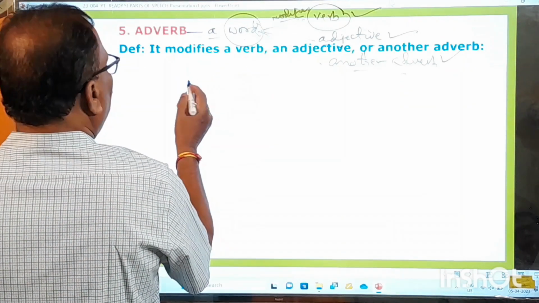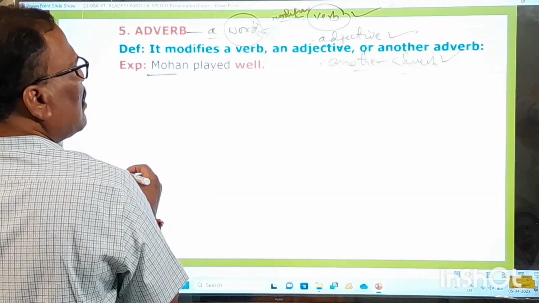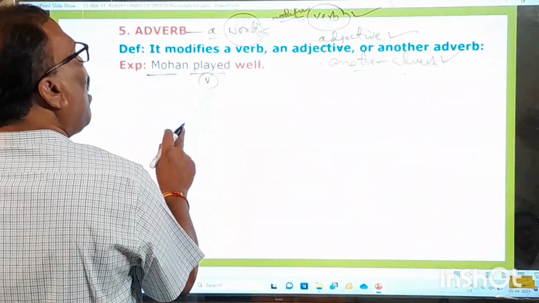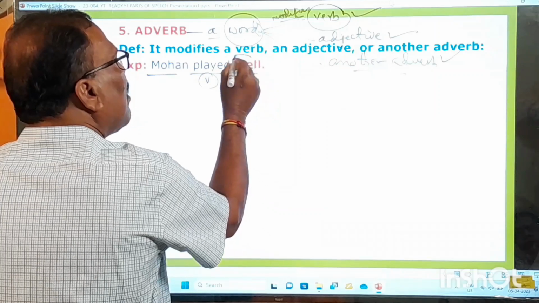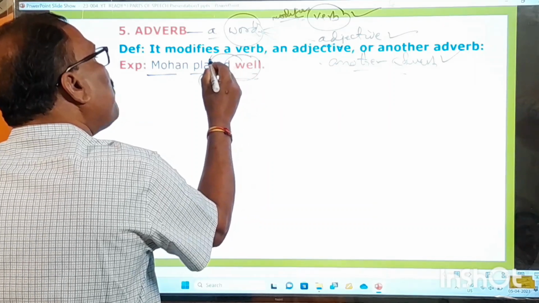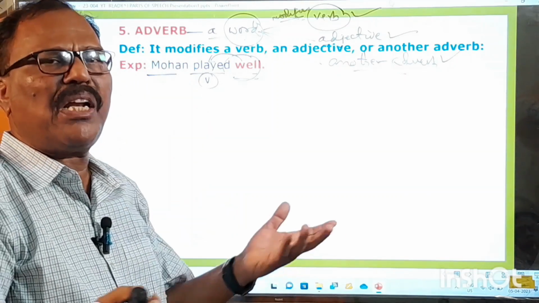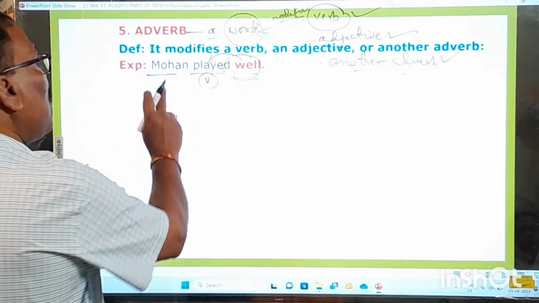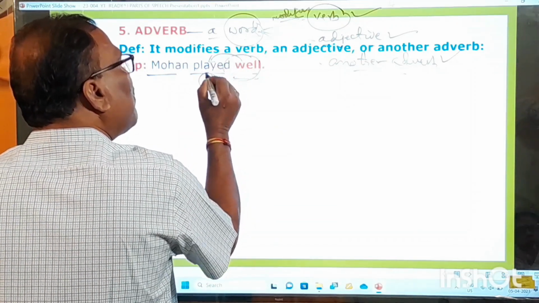For example, Mohan played well. What is the action of the sentence here? What did Mohan do? Played. So this is the verb. So Mohan played. How? Well. Mohan played. This well is describing this played. If I don't use this well, Mohan played means you only understand that Mohan played. That much only you understand, but you don't understand more than that. But here, if I say Mohan played well, so what is this word doing? It is describing this played, that is a verb, right?